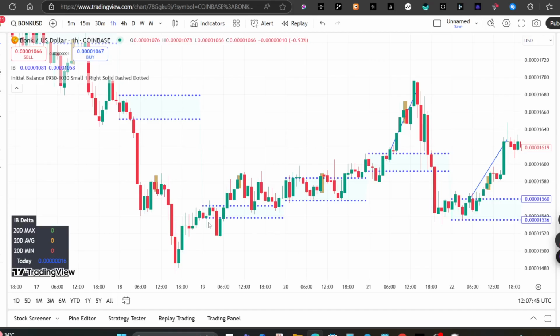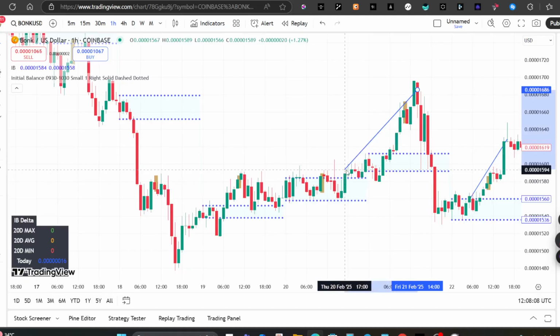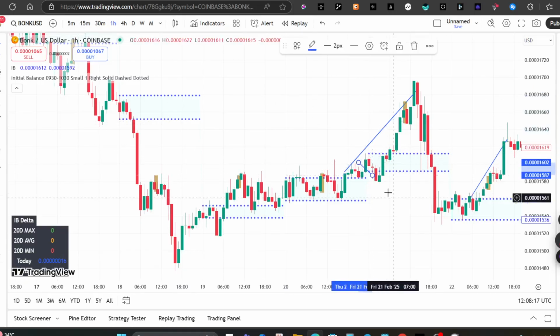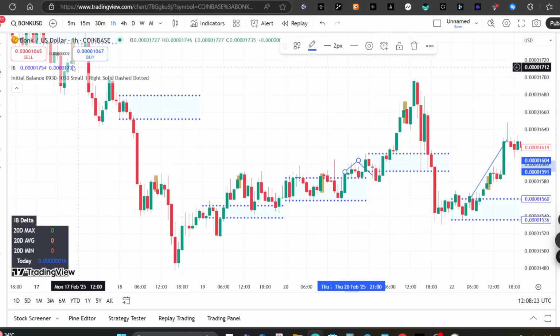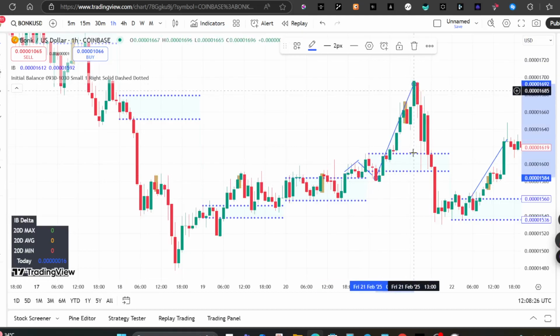Before you start using the initial balance indicator, here are a few mistakes traders often make. The first is chasing false breakouts. Not every breakout is legit. Always look for confirmation like strong volume or a retest of the IB level. You can see this breakout that took place here. After the breakout took place, we actually had a retest of this level before the price continued in the direction of the breakout.